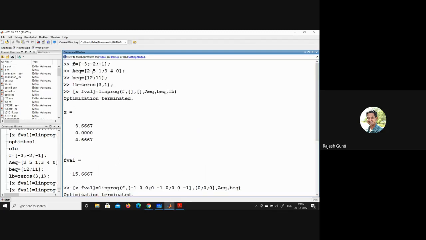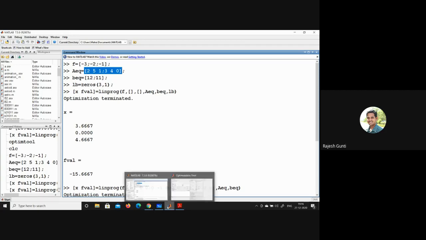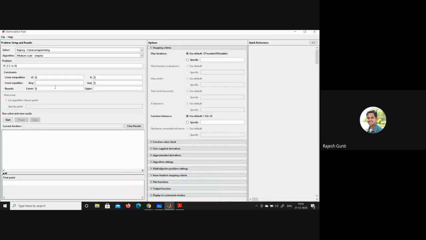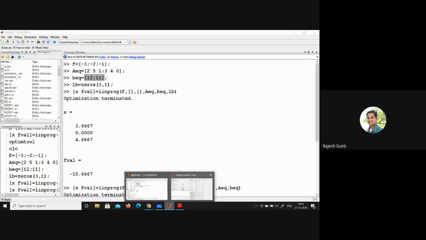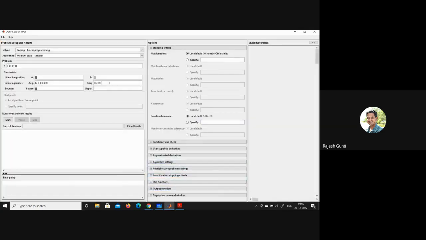Two five one. I am copying this matrix instead of typing. Control C. 11. Control V. Problem something. 11. Copy this matrix. Control V. Lower bounds are there. 0, semicolon, 0, semicolon.